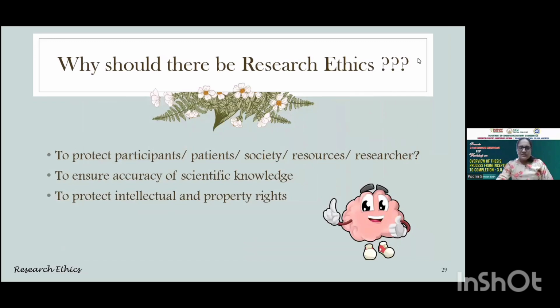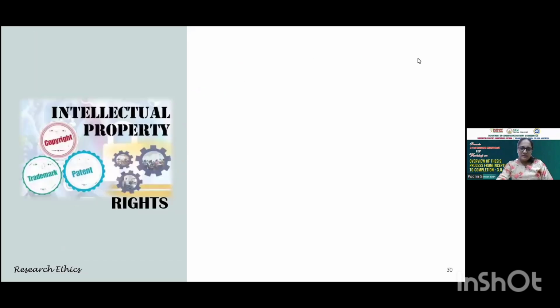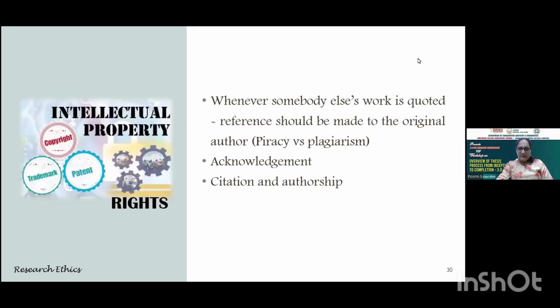Coming to the third point, which says to protect intellectual and property rights. So what do you understand by intellectual and property rights? Whenever there is somebody whose work is being quoted, always refer to the person who originally made this invention. So reference should be made to the original author. Always acknowledge everyone who has helped you in the study, and citations and authorships are very important.